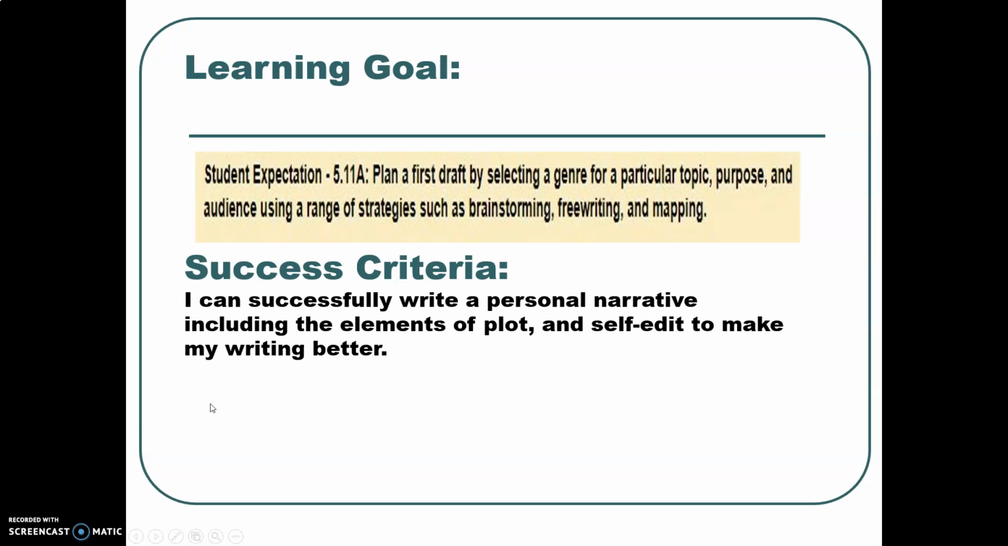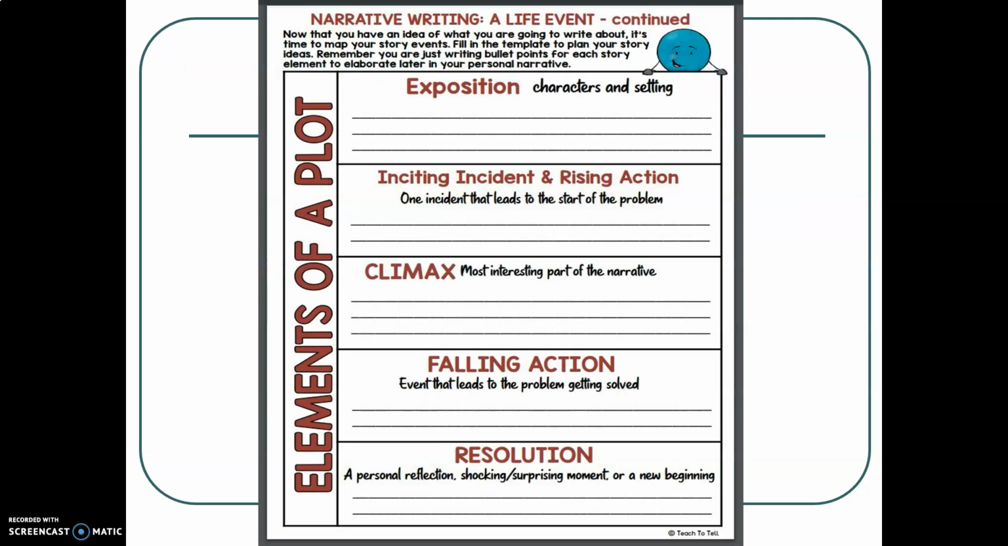Our learning goal, student expectation 5.11a: plan a first draft by selecting a genre for a particular topic, purpose, and audience using a range of strategies such as brainstorming, free writing, and mapping. Your success criteria today: I can successfully write a personal narrative, including the elements of plot, and self-edit to make my writing better. So let's take a look at the elements of plot again.